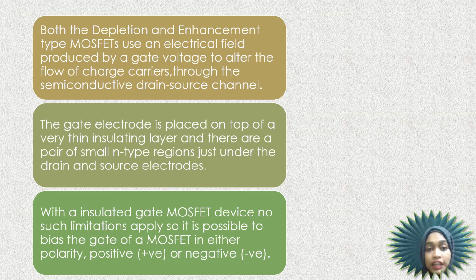With an insulated gate MOSFET device, no such limitation applies, so it is possible to bias the gate of a MOSFET in either polarity, positive or negative. This made the MOSFET device especially valuable as electronic switches or to make logic gates because with no bias they are normally non-conductive, and this high gate input resistance means very little or no control current is needed, as MOSFETs are voltage control devices.